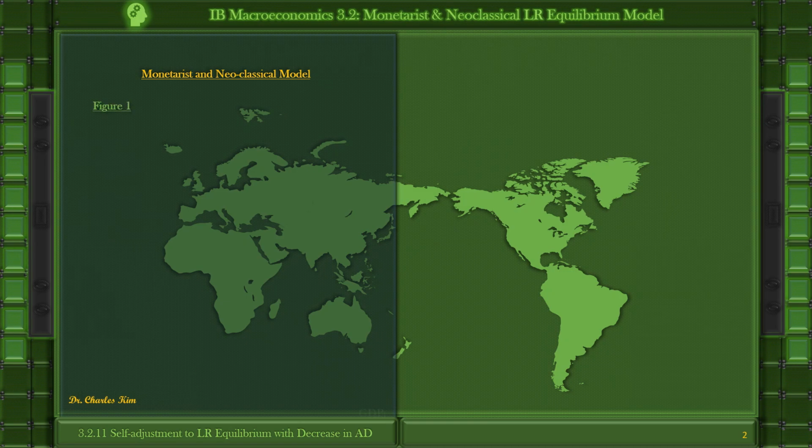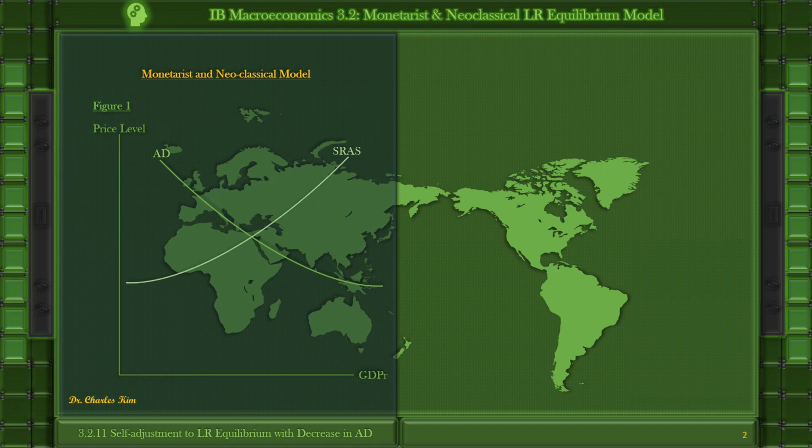Figure 1 shows real GDP, designated as GDPR, on the horizontal line, and the general price level on the vertical line. Draw the aggregate demand curve, AD, the short-run aggregate supply curve, SRAS, and the vertical long-run aggregate supply curve, LRAS, with a potential level of output, YPT. The potential level of output, YPT, will meet an equilibrium price level of PLE, which is represented by point A.